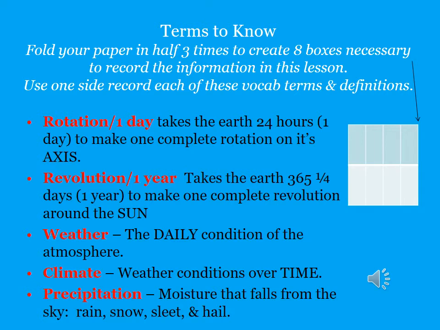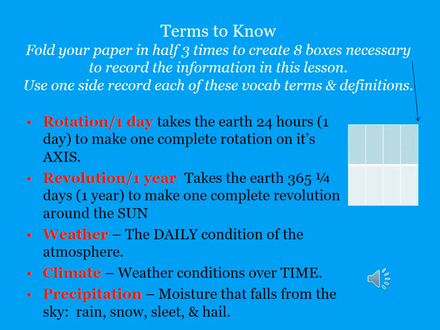Weather is the daily condition of the atmosphere. That means today is sunny, tomorrow might be rainy, the next day is going to be sunny again. Climate is the weather conditions over time. So basically, take the course of a year, 2 years, 5 years, and you notice that it's more likely to rain in the wintertime than in the summertime, and that it's very hot or humid in the summertime, and it's maybe not as cold in the wintertime. That is what climate is.